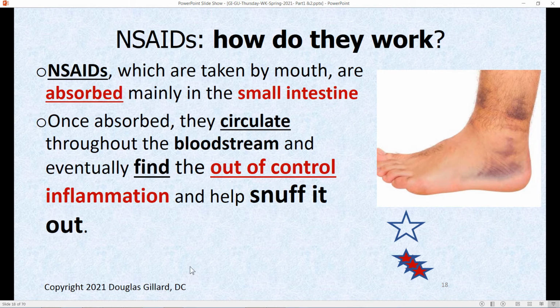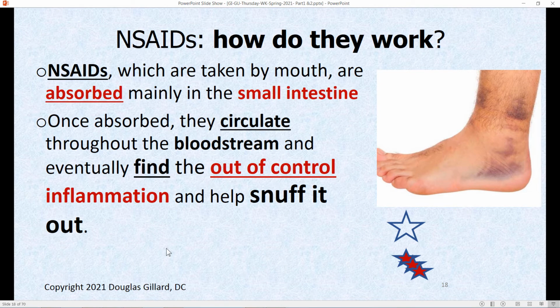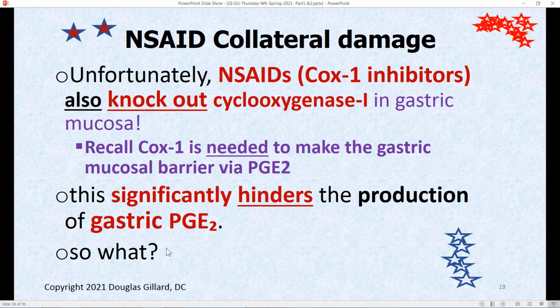How do they work? Kind of just told you how they work, but how do they get absorbed? They're absorbed in the small intestine. They are acidic, and you should never take these on an empty stomach because they will go right through the gastric mucosal barrier and cause inflammation of the stomach wall. So always take them with food. They get in the bloodstream, and they find that out of control inflammation and snuff it out. Or they find PGE2 and snuff out its ability to make the gastric mucosal barrier.